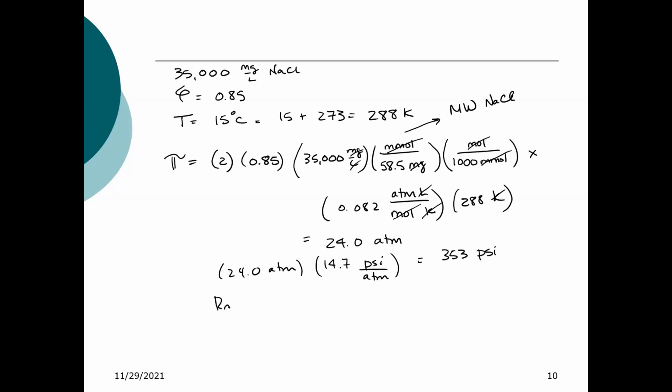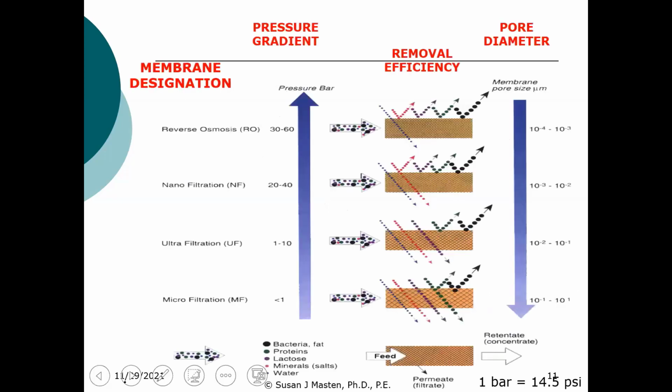Now, notice, if we raise the temperature, what happens to the osmotic pressure? Raise the temperature, how does that impact osmotic pressure? Exactly, it increases. Which means our transmembrane pressure also will have to increase. Energy consumption will also increase. So that's an important thing to remember when you're designing these systems. And just to give you a sense here, we're looking right up in this range in terms of pressure.